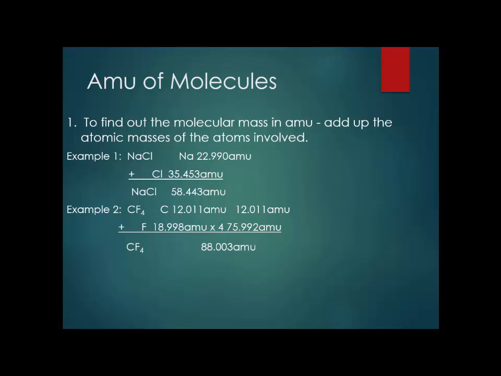So here's the math. There's the sodium, the chlorine. We add them together. We get 58.443 AMU. For our carbon tetrafluoride, we take the amount of our carbon, but we only have to multiply that by 1. If we take our fluorine, we have to multiply by 4. So we're going to have 12.011 plus 75.992. That gives us a mass of 88.003 AMU for carbon tetrafluoride.